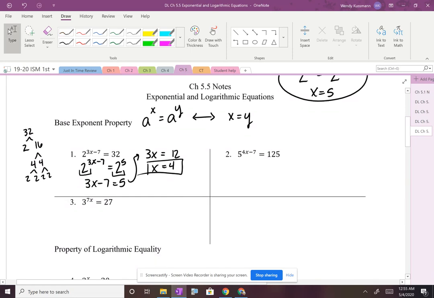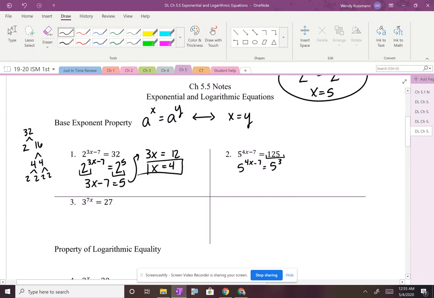So for number 2, we're going to try and make the bases the same. We can make these bases the same. 5 is already reduced all the way, but 125 is 5 to the third power. So I'm going to rewrite 125 as 5 cubed. 5 to the 4x minus 7 is the same as 5 cubed.